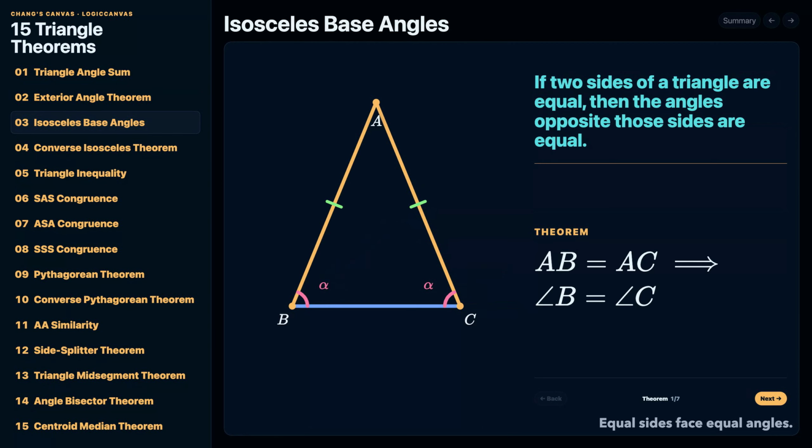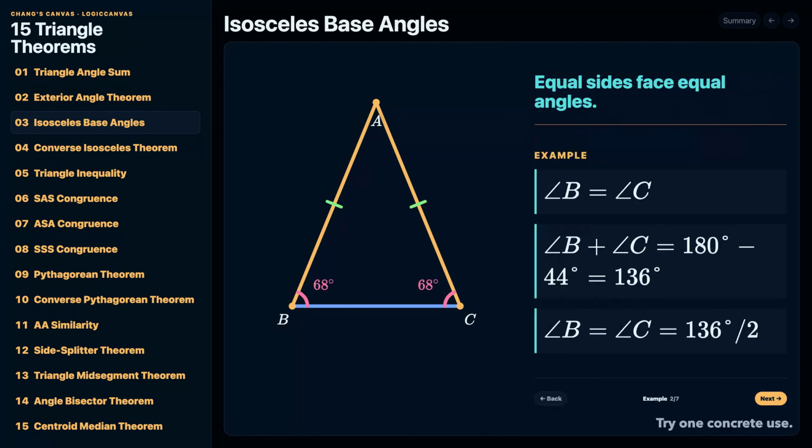Theorem 3 is the isosceles base angle theorem. If side AB equals side AC, then the opposite angles, angle C and angle B, are equal. Always match a side with the angle across from it. If angle A is 44 degrees, angles B and C share the remaining 136 degrees equally. Each base angle is 68 degrees.